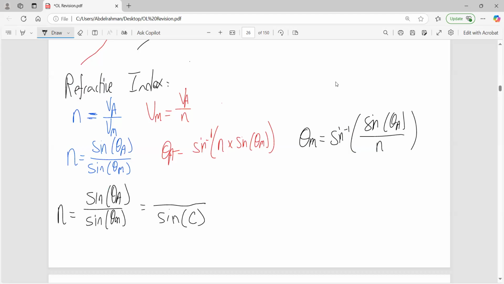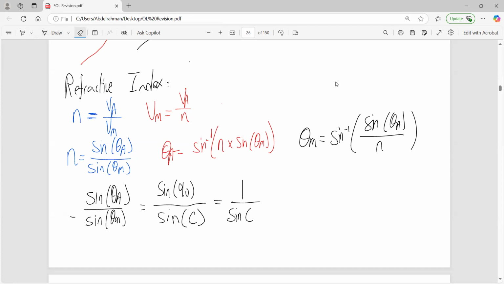And instead of writing theta A, in the critical angle the angle of light in air would be 90 degrees. So it's actually sine 90. If you use your calculator to find sine 90, it would be 1. So basically, we're saying that n equals 1 over sine C, in which C is the critical angle.